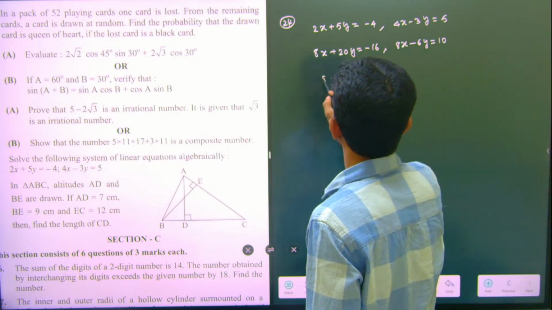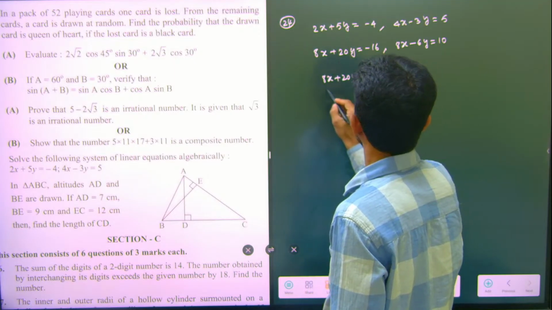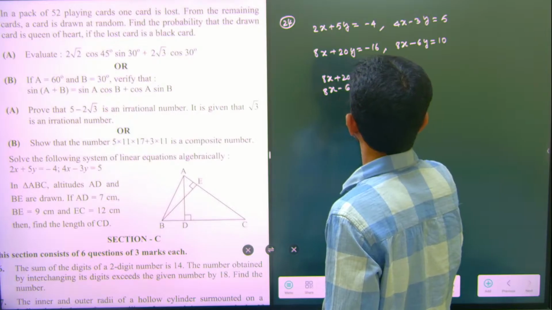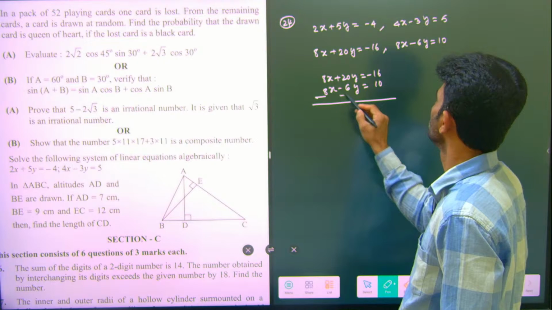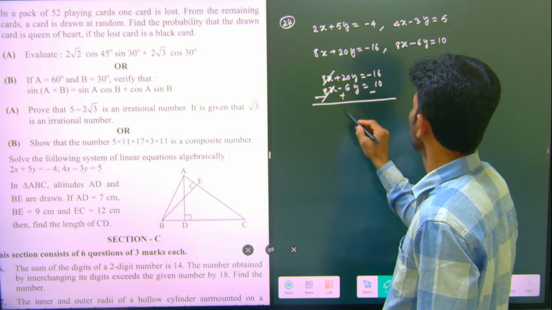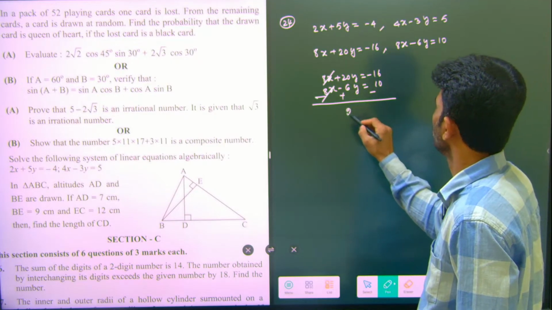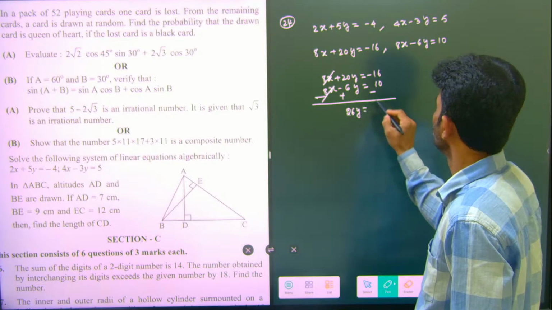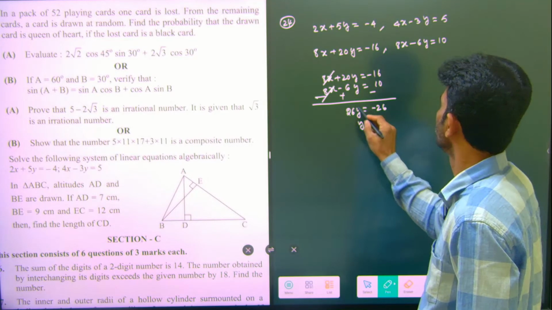Then what happens here? 8x plus 20y is equal to minus 16, and 8x minus 6y is equal to 10. Subtracting, minus plus minus, these two will be cancelled. We get here 26y is equal to minus 26. So y is equal to minus 1.